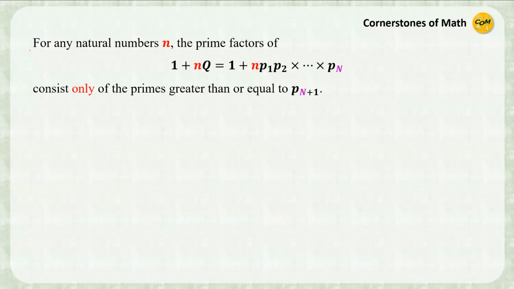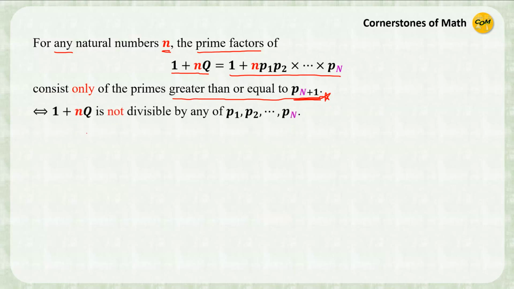Then we can claim the following. For any natural number small n, the prime factors of 1 plus nq, which is this number, consist only of the primes greater than or equal to p capital N plus 1. Let me briefly explain why this is true.